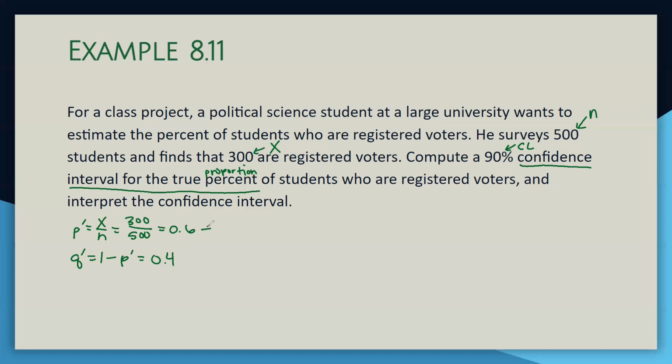So we want to check, is P prime times N greater than or equal to 5? So P prime is 0.6, N is 500. We're going to plug that in our calculator. We need to do the same thing with Q prime. Is Q prime times N greater than or equal to 5? So we're going to check that in our calculator, 0.4 times 500. So we grab our calculator, we check.